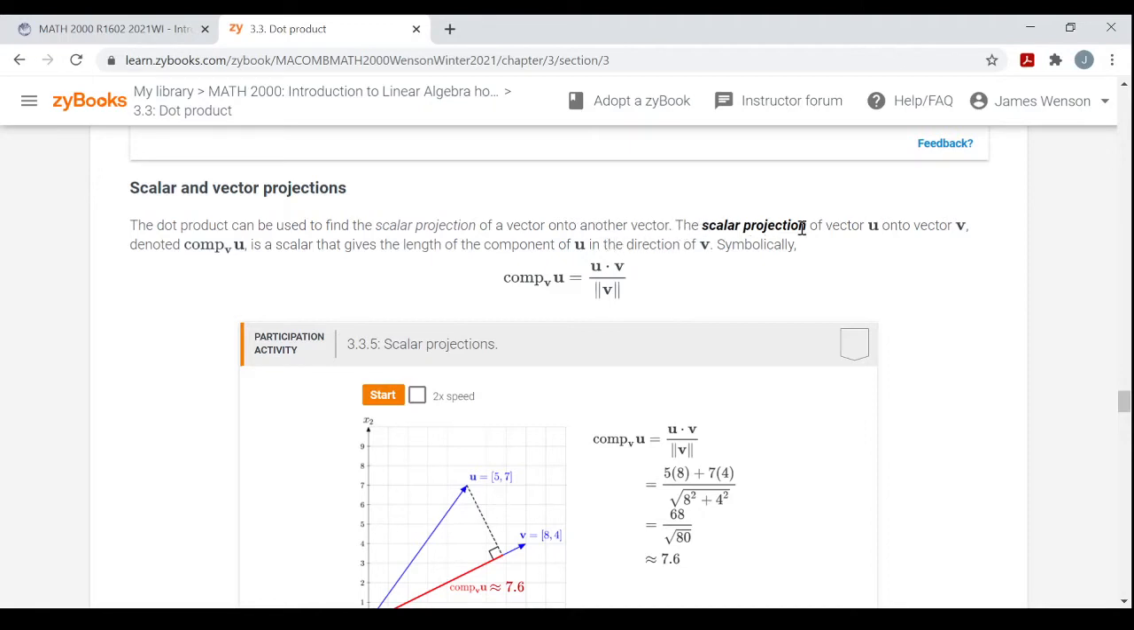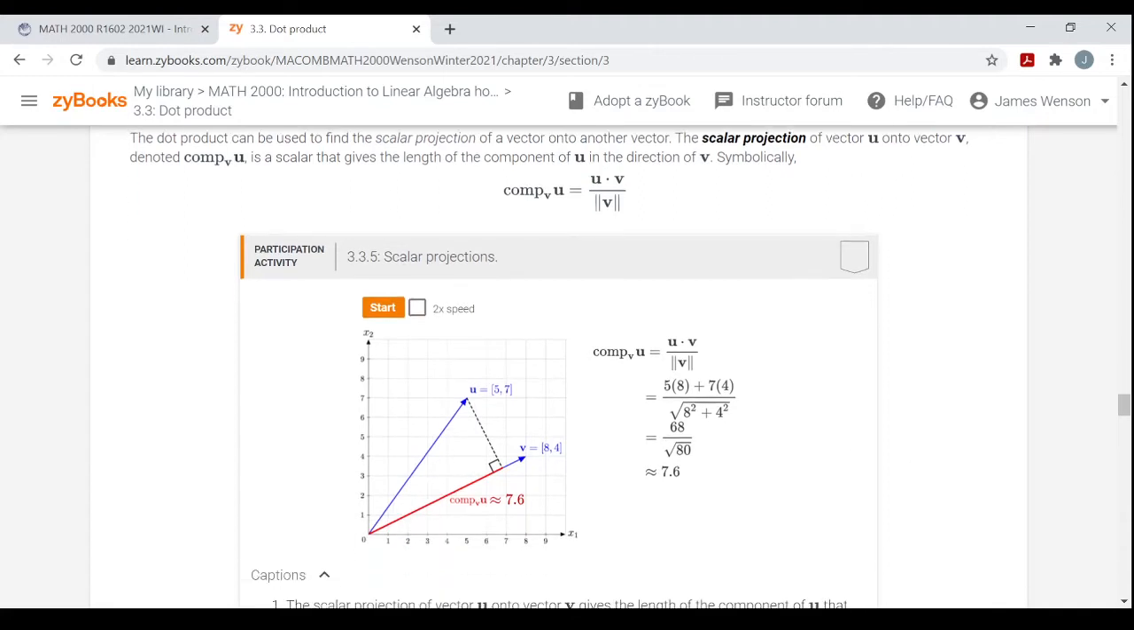The scalar projection of vector u onto vector v, denoted by comp, like scalar component, COMP, subscript v of u. So the vector you are projecting onto is the little subscript here, and the vector that's getting projected, I'll put in parentheses, like a function, is a scalar that gives the length of the component of u in the direction of v. Now let me show you where this little formula comes from. I'm going to draw you a picture of a projection of one vector onto another.